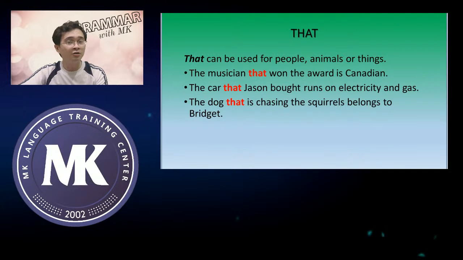And for the last example: The dog that is chasing the squirrels belongs to Bridget. We have dog. One more time, dog here is an animal, so we use that. We cannot use who for dog, okay? Because dog is only an animal. The dog that is chasing the squirrels belongs to Bridget. Okay, so that's all. So somehow it's kind of easy, right?